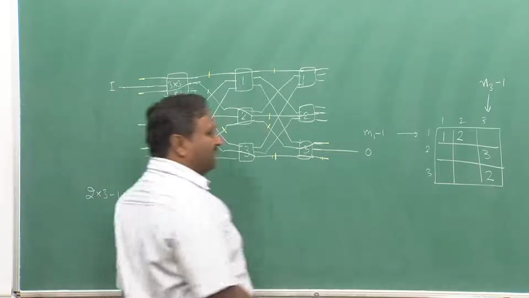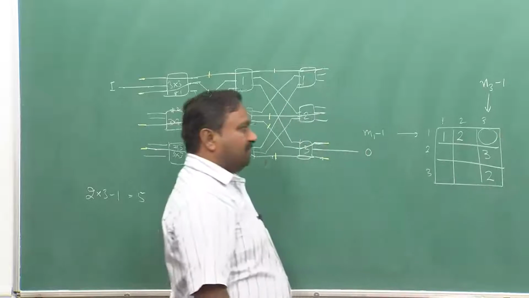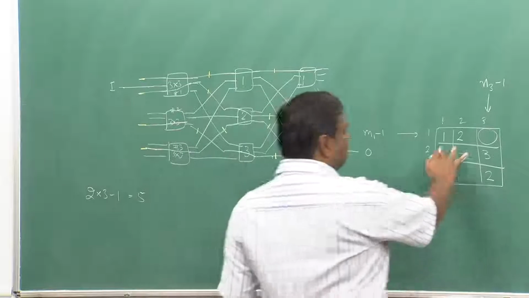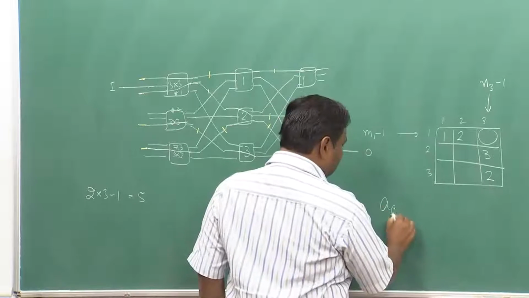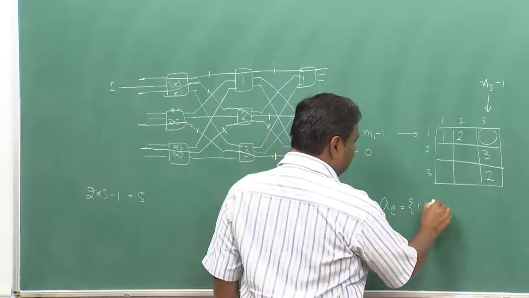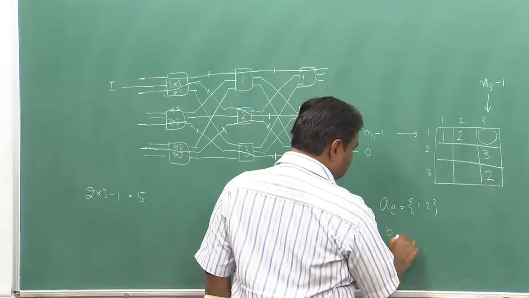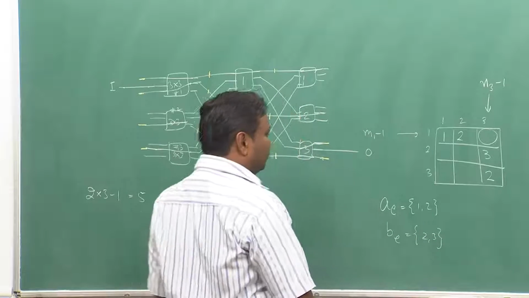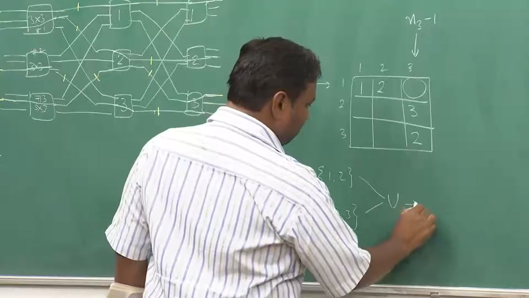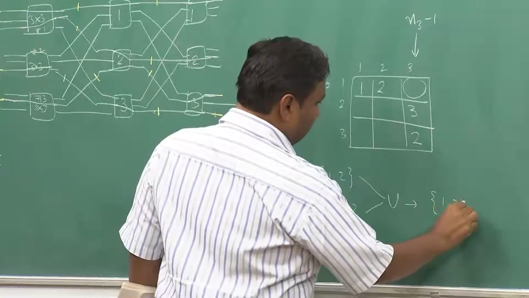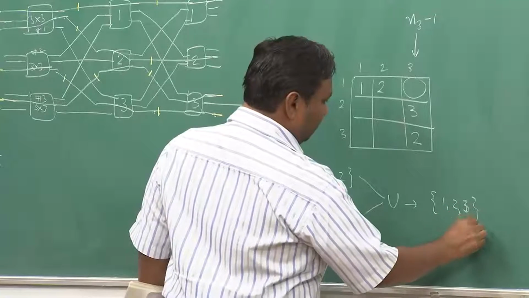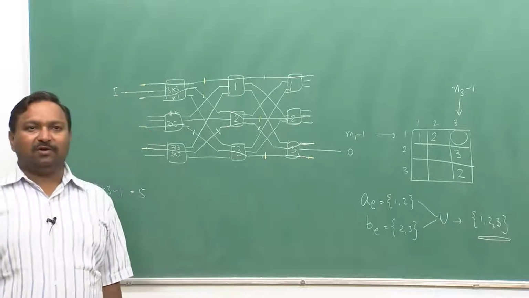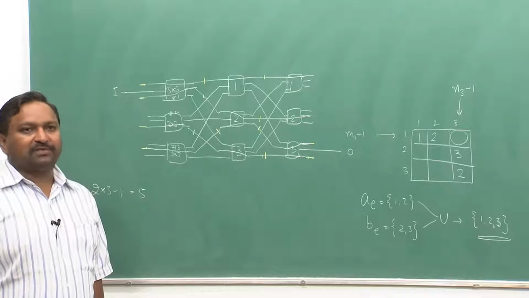I need to put something here. So do I have a free element? I have only 3 elements, 1, 2 and 3. So union of this, which is your AE in this case is 1 and 2, BE in this case is 2 and 3. So union of these two will give me 1, 2 and 3. I do not have any free element to put, so connection cannot be set up, it is a blocking switch.